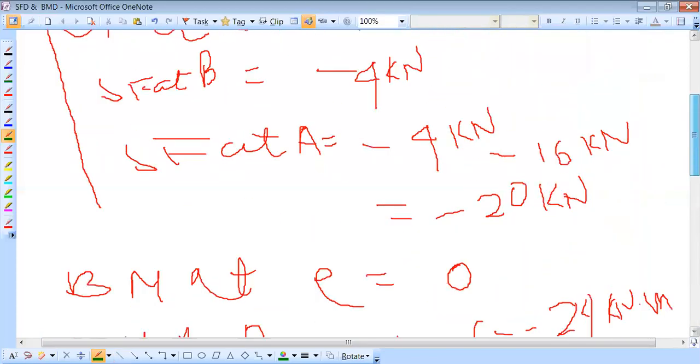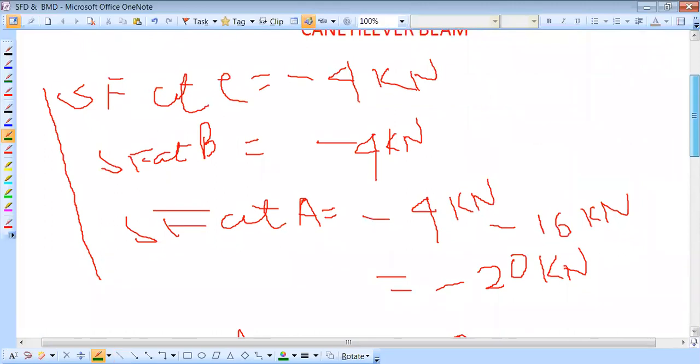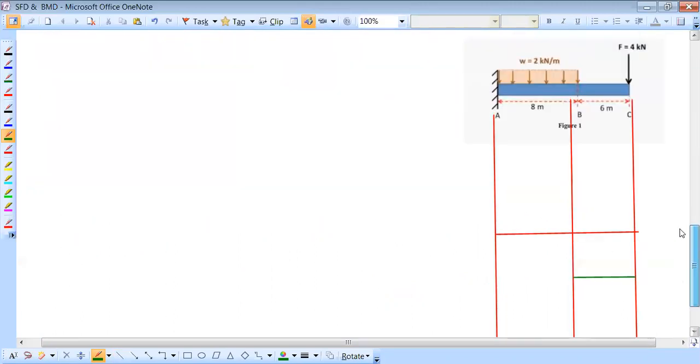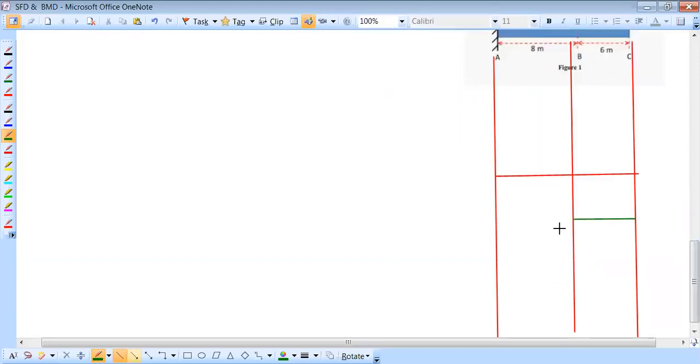And again, point B. What is the SF at point B? Also -4. Then SF at A is equal to how much? -20. That means up to B it is -4. Then here is a UDL. Take a straight line from B to A, because this point is -20. So here is -20. This diagram is called the SF diagram, SFD.